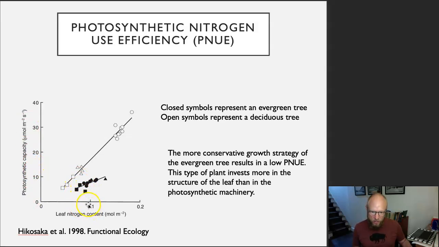What we see is if we look at a single point, let's look at 0.1, we can see that the evergreen, represented by the closed symbols, has lower photosynthetic capacity for that nitrogen concentration. That means the evergreen has lower photosynthetic nitrogen use efficiency. That means it's using its nitrogen for something else other than growth. All right, so it's not necessarily a bad thing. It's just understanding how a plant is using the nitrogen. So I just want you to be aware that there are differences in plants in not only how fast they uptake nitrogen, but how they might utilize that nitrogen. Some are using it for growth, some are using it for other things.